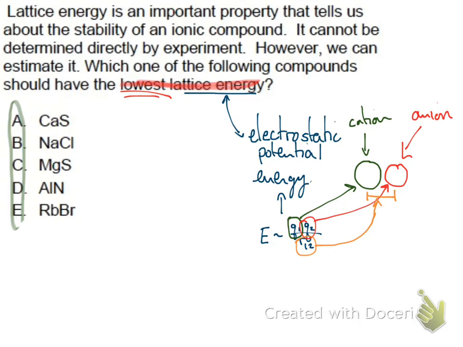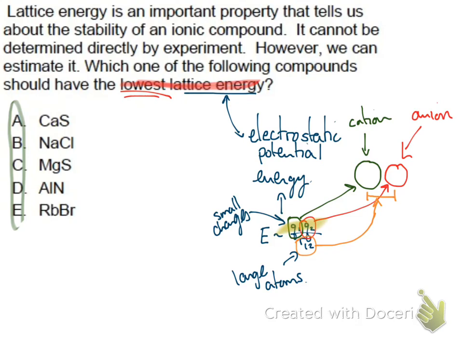If we want the lowest lattice energy, we need to minimize the numerator and maximize the denominator. So we want this to be small, which means we want small charges. We want this to be large, which means we need large atoms. Up top, we're talking about the charges multiplied by each other, which makes the charges a little bit more important. So I would immediately start by asking which one of these has the smallest charges.